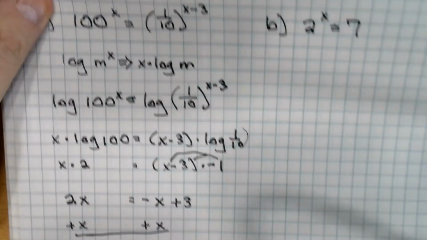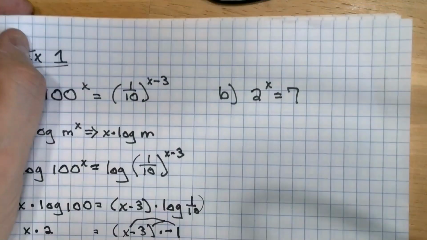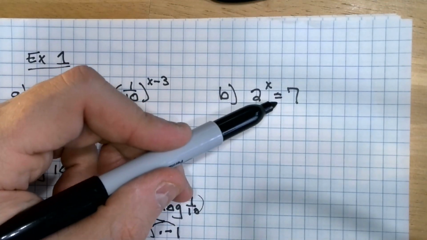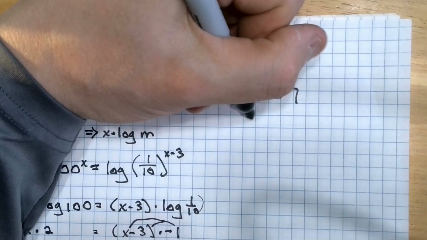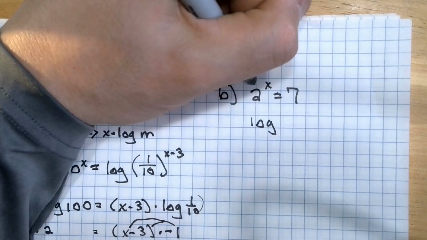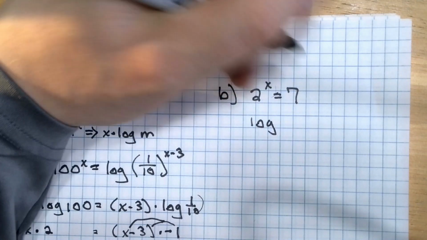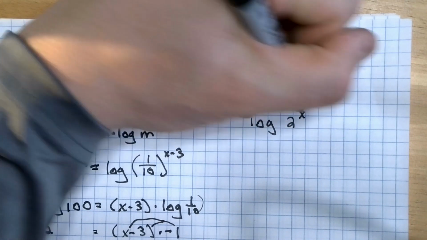Okay? So let's take a look at B, which is another example of that. You can see I've got 2 raised to the x equals 7. And so once again, my first thing, since I have a variable in my exponent, is to take the logarithm of both sides.